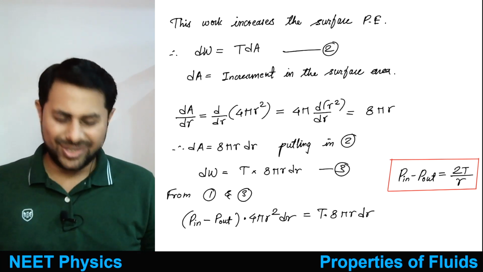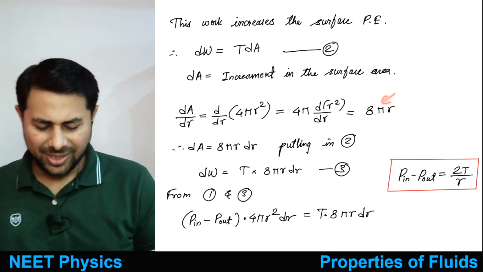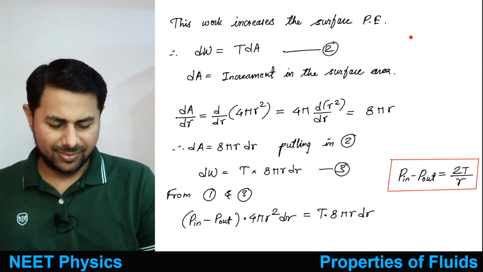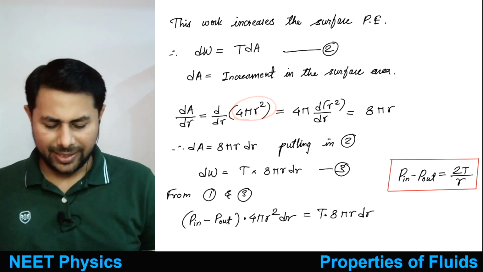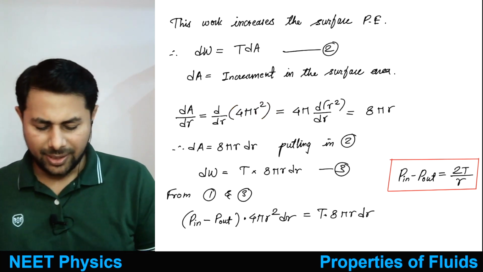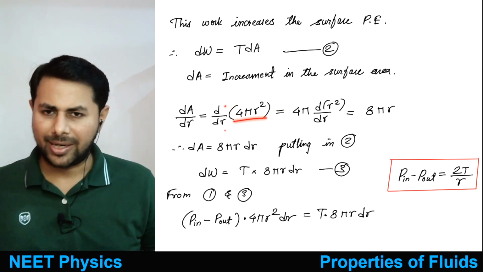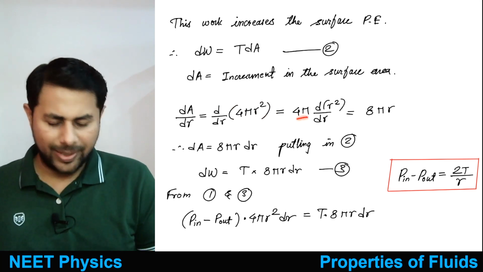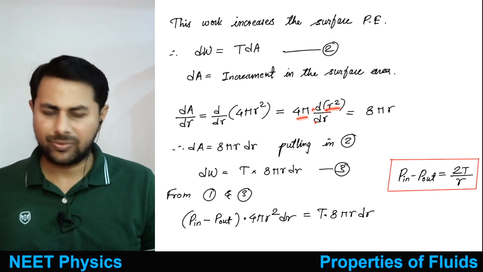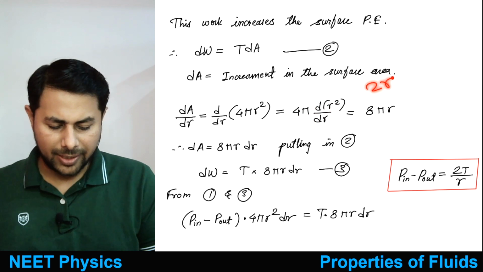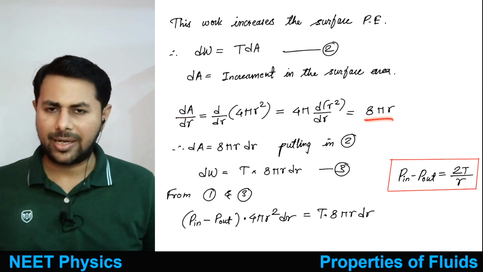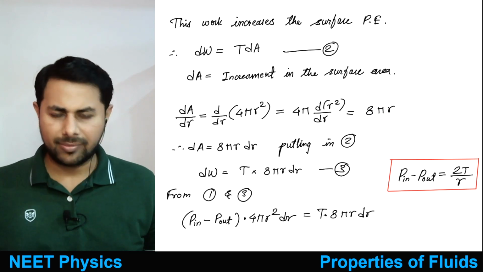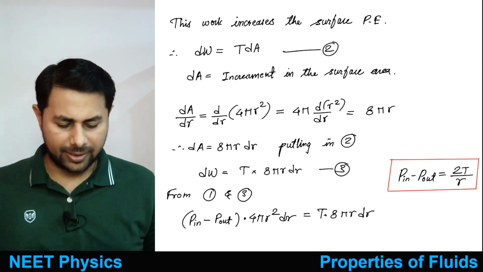So this is a quicker way of solving this. Suppose you take area equal to 4 pi r square. Take its derivative with respect to the radius. So d by dr of 4 pi r square is equal to what? 4 pi you can move outside, d by dr of r square is 2r, and dA by dr is therefore equal to 8 pi r. So dA by dr is equal to 8 pi r.